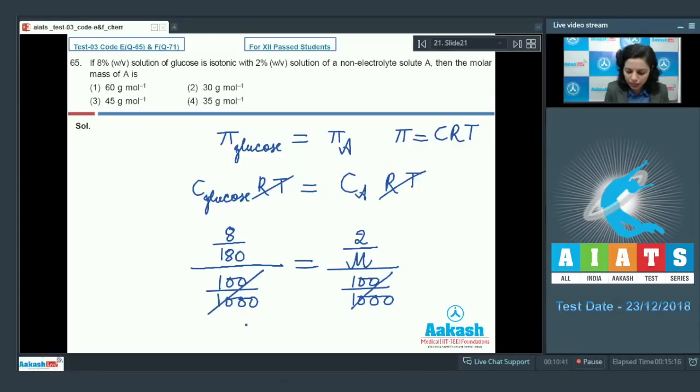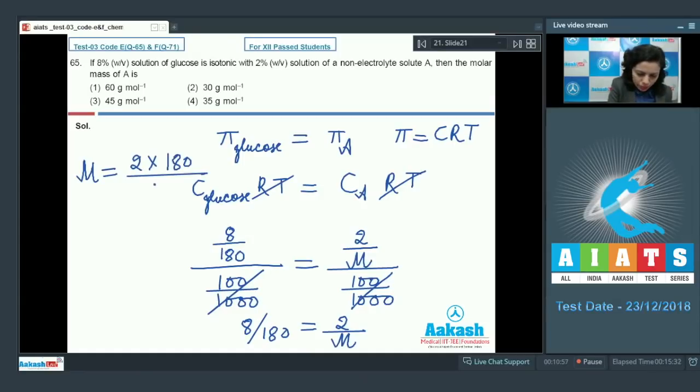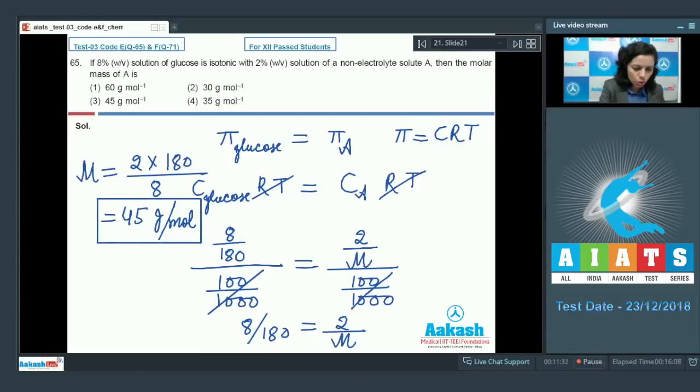It means 8 by 180 is equal to 2 by molar mass of that solute, and this molar mass would be equal to definitely 2 into 180 divided by 8, and that is equal to 45 gram per mole. If you calculate it, you will find this value is 45 gram per mole, and this is your answer also. And let's choose the correct answer that's given here in option 3.